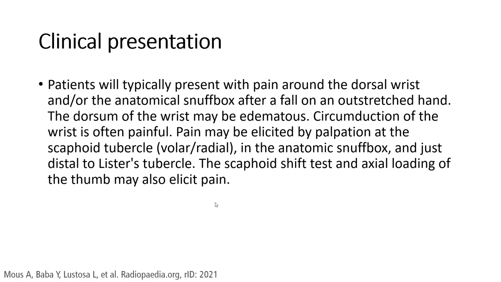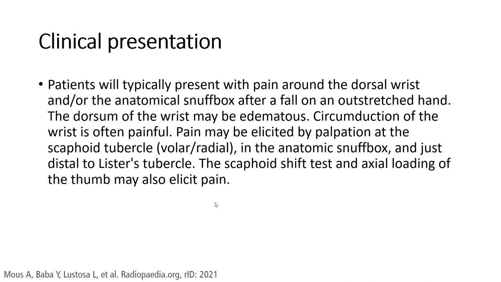Patients will typically present with pain around the dorsal wrist and the anatomic snuffbox after a fall on an outstretched hand. The dorsum of the wrist may be edematous. Circumduction of the wrist is often painful. Pain may be elicited by palpation at the scaphoid tubercle.